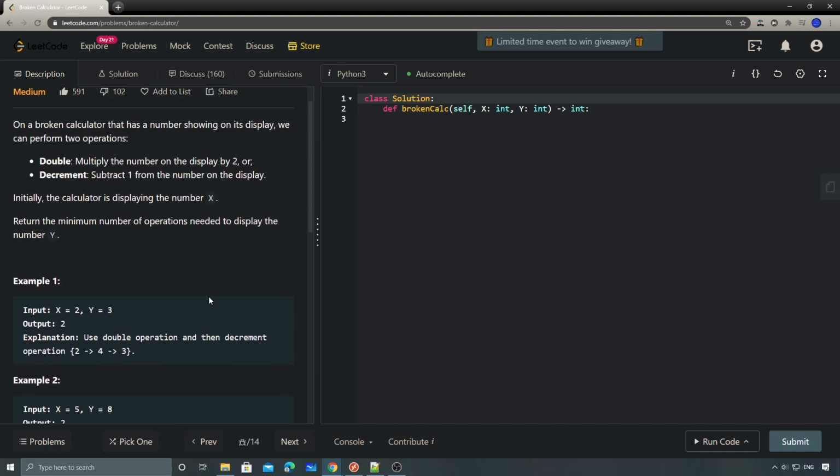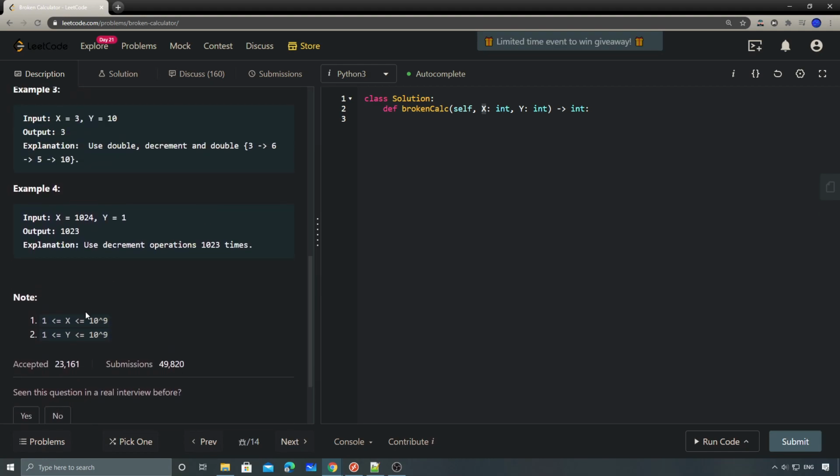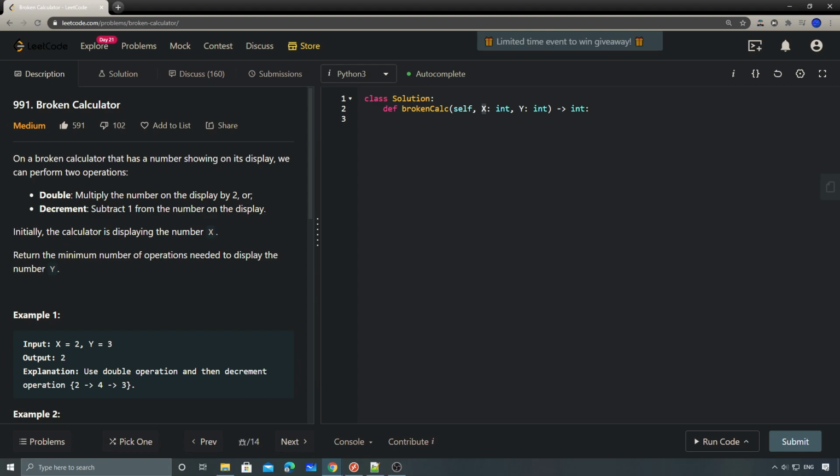This means that the naive approach would be to do a search. At each location, let's say for x, we can either double or decrease. Basically, for each step, you try both scenarios. But given this huge number, 10 to the power of 9, a simple search will not work. Then how can we solve it? Basically, we should consider a recursive function, a recursive call.